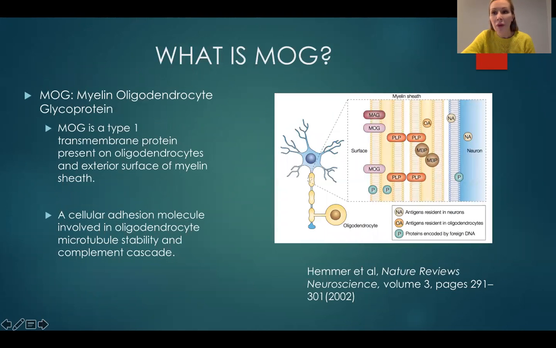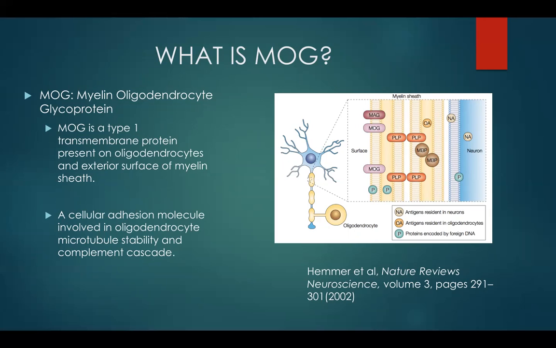So what is MOG? We know that MOG is a transmembrane protein that is present on oligodendrocytes and the outside surface of the myelin sheath. MOG stands for myelin oligodendrocyte glycoprotein, and it seems to be involved with maintaining microtubule stability as well as involvement in the complement cascade.